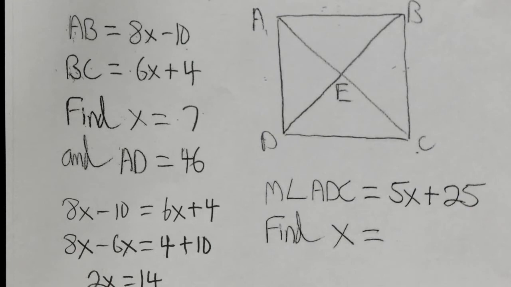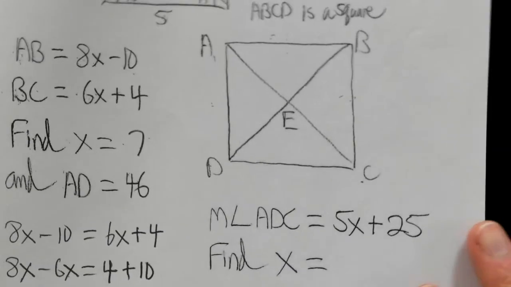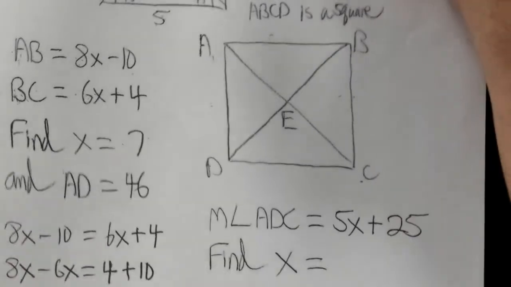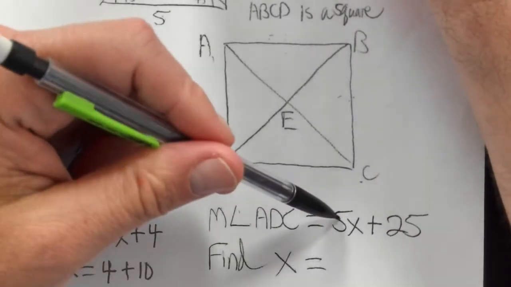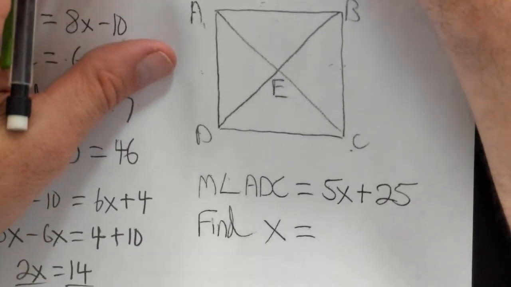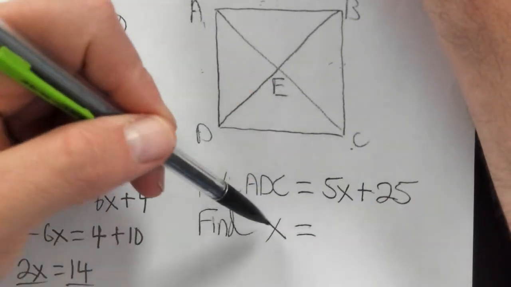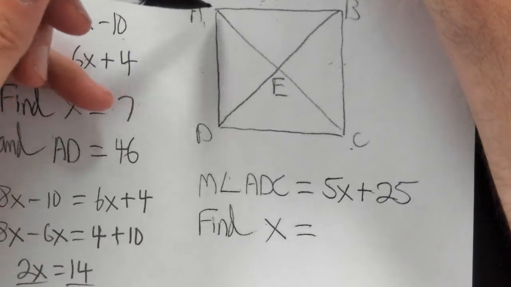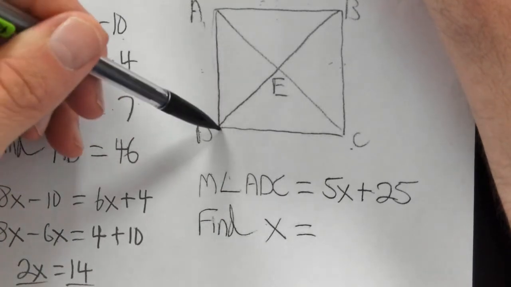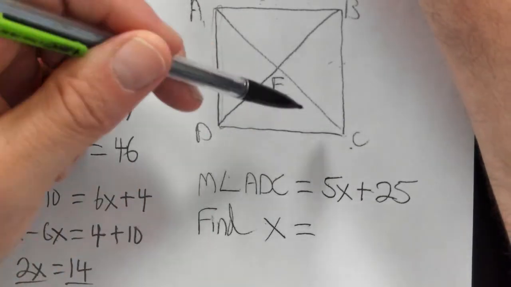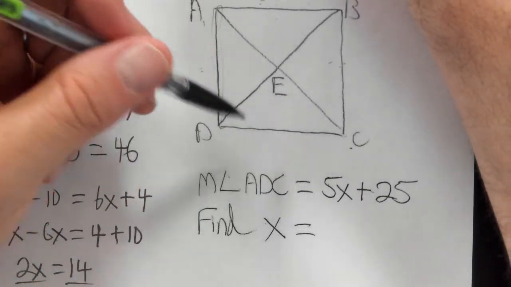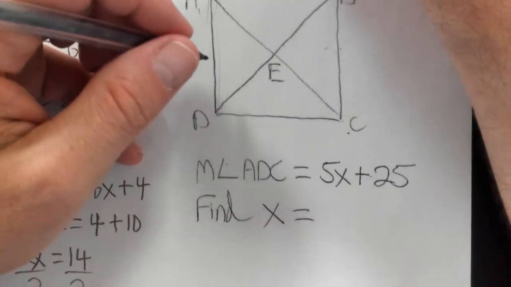What about the next question that they are asking me? On this one, they're telling me the measure of angle ADC is 5x plus 25, and I need to find the value of x. So let's locate the angle first. ADC. Well, ADC is the full corner, and we know the full corner is 90 degrees. That'll help me make the equation that I need.